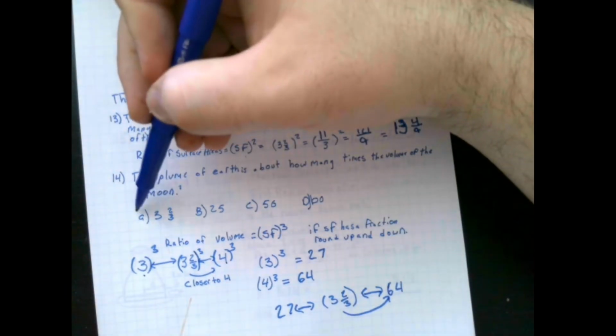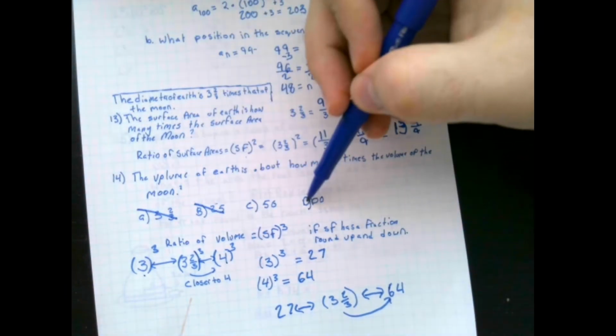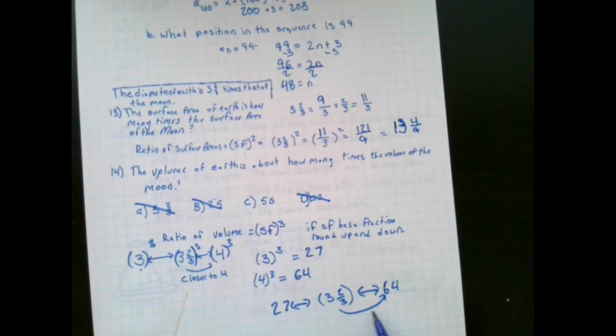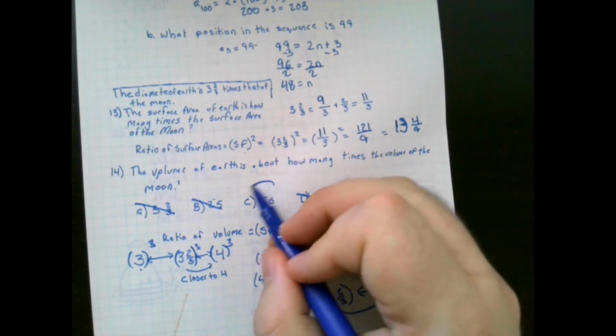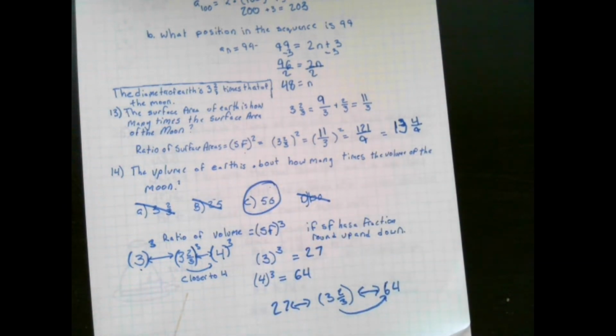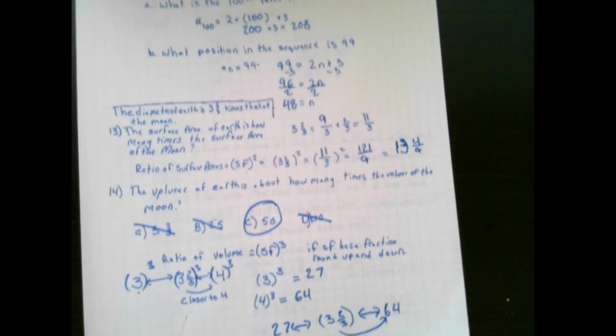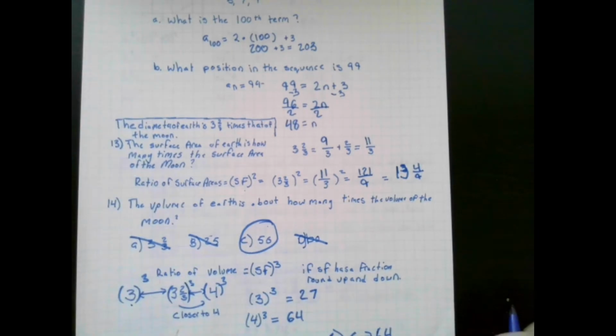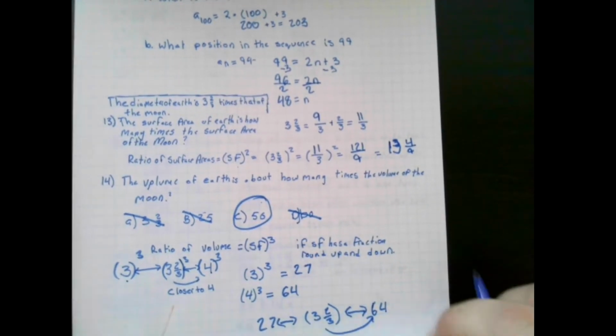Well, A, B, and D are all outside of that range. And C is between them and is closer to the 64. So C is our best estimate. And that makes our work a little bit easier. If you see a chance to get those nice round numbers, you should take advantage of it.